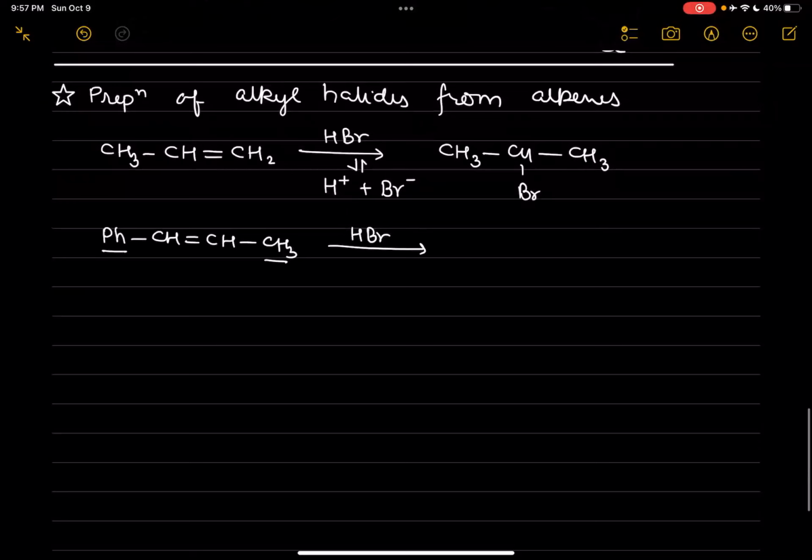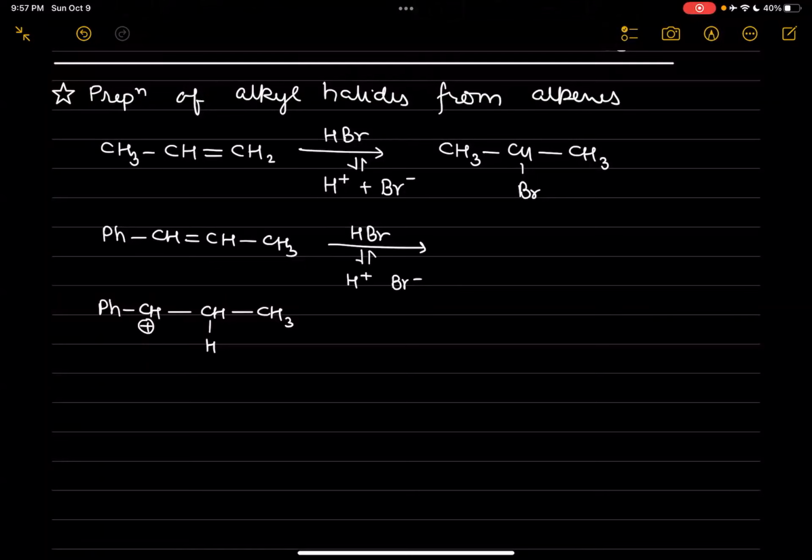No idea. Yeah, where will the hydrogen go? This requires a mechanism. So first of all, you need to know this is an electrophilic addition reaction. This is an addition reaction. So first H plus will approach the double bond. There are two ways only, because the double bond is present between two carbon atoms.